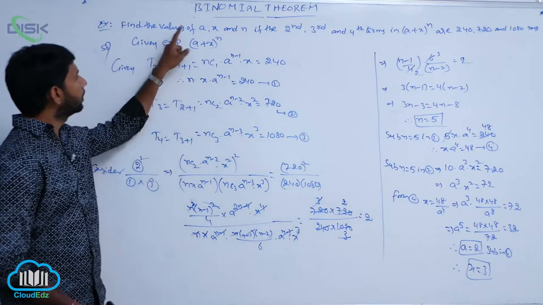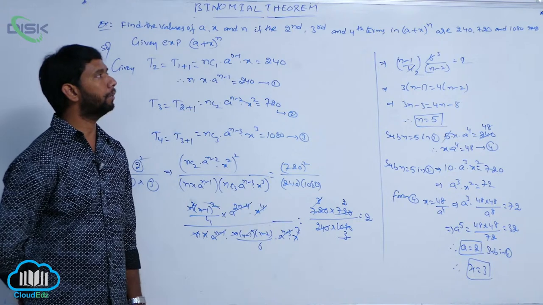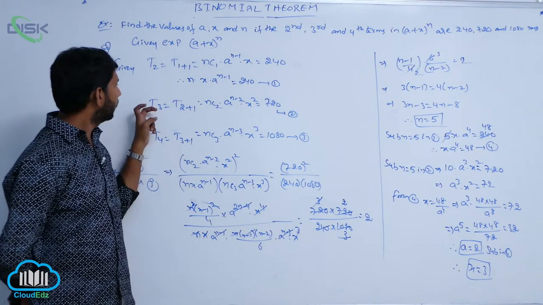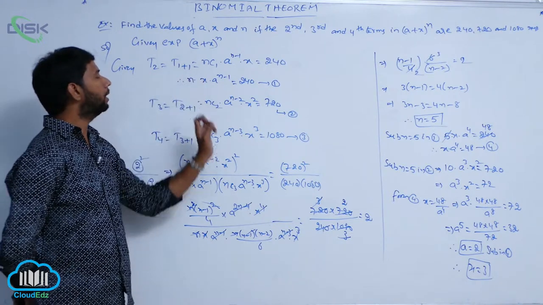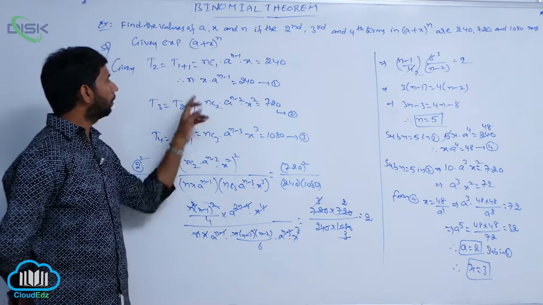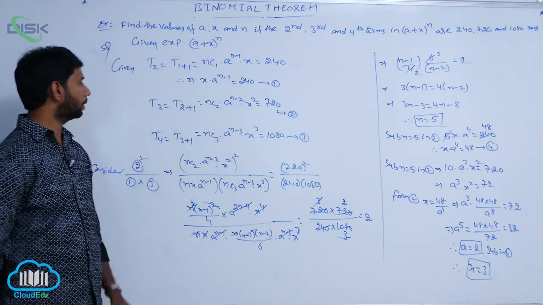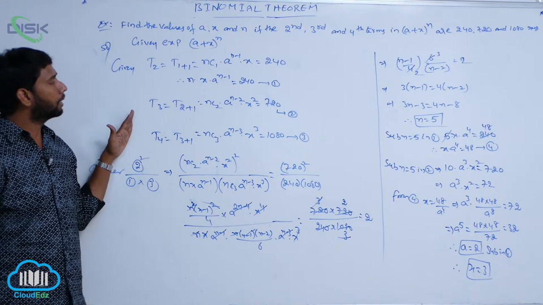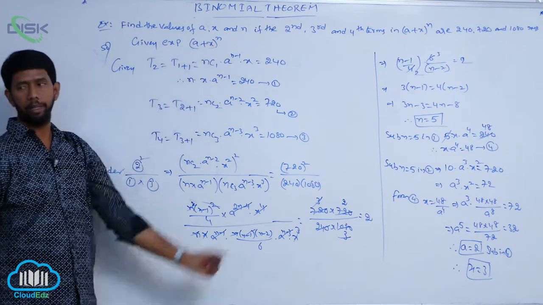Here, given the second term, third term and fourth terms of the expansion are 240, 720 and 1080. Here the second term T2 can be written as T(1+1), that is nC1 into a^(n-1) and x is equal to 240. The value is n x into a^(n-1) equal to 240. Consider as condition number 1. And similarly the third term and fourth term. From these three equations we can find the values of a, x and n.